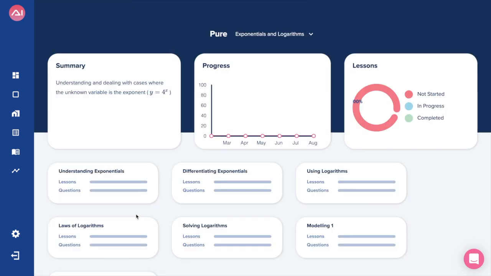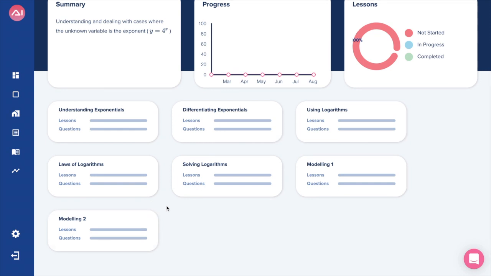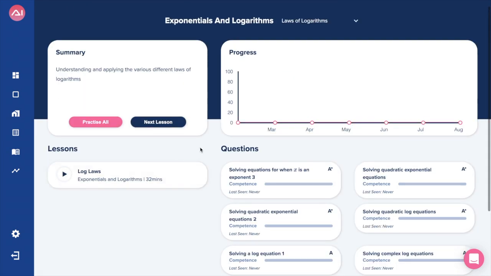If we click on this, you'll see that I'm brought to this menu and there are 7 options showing all of the different types of questions for logarithms and exponentials. We want to practice laws of logarithms, so we click this.